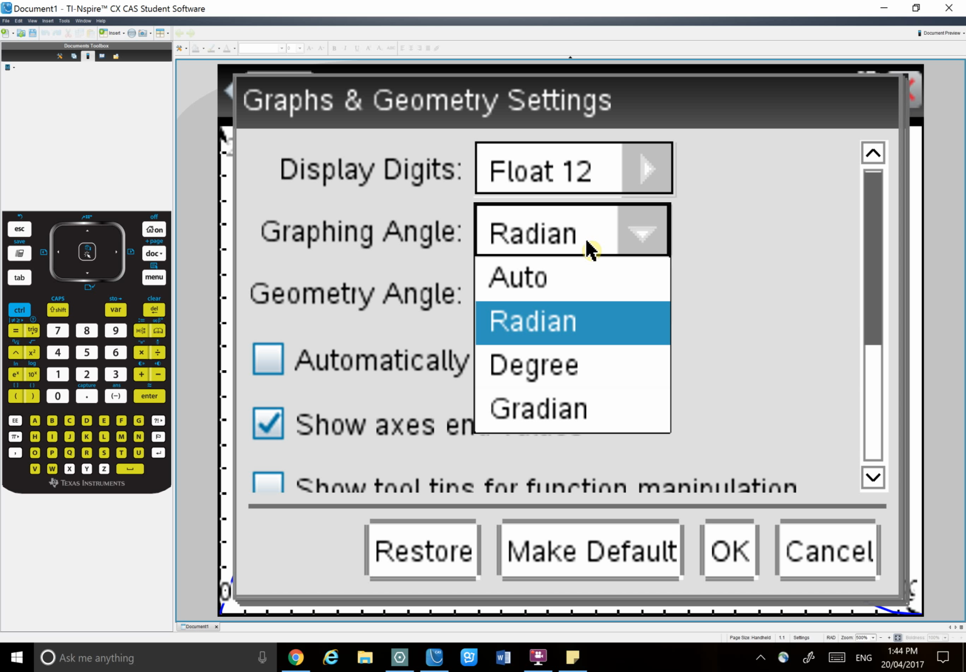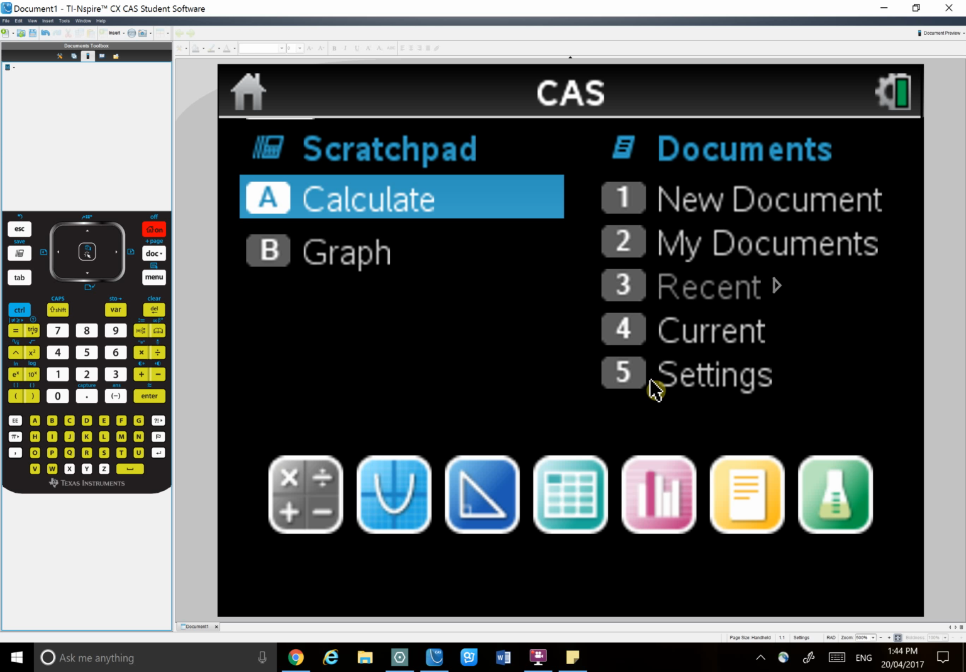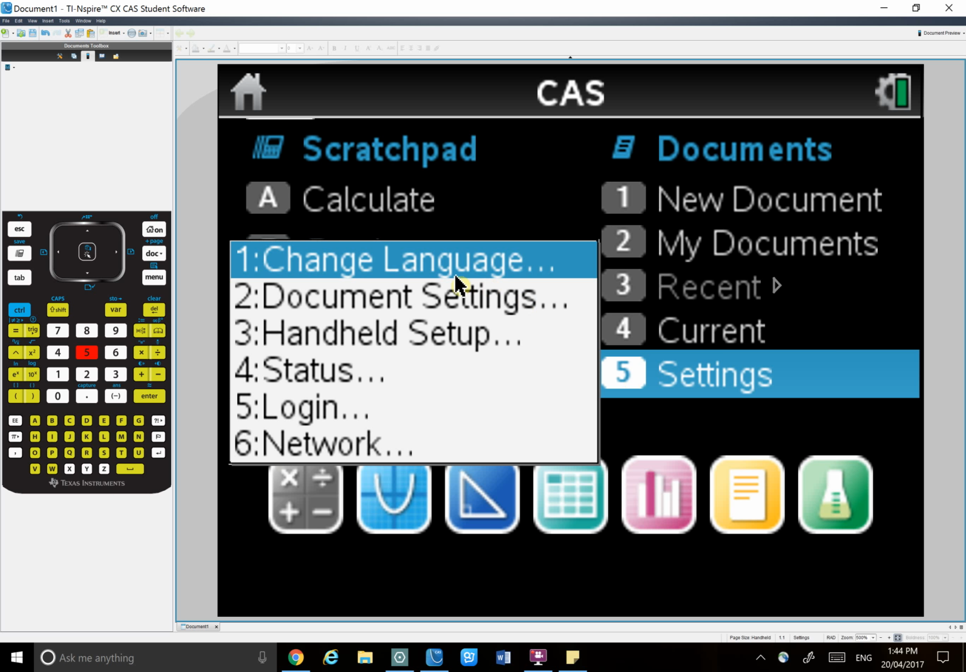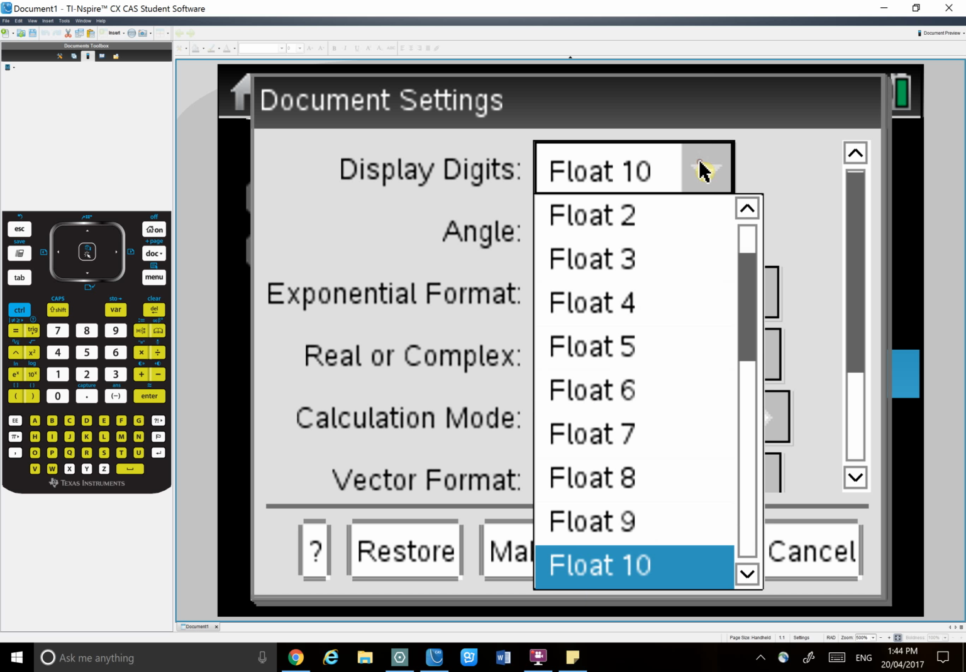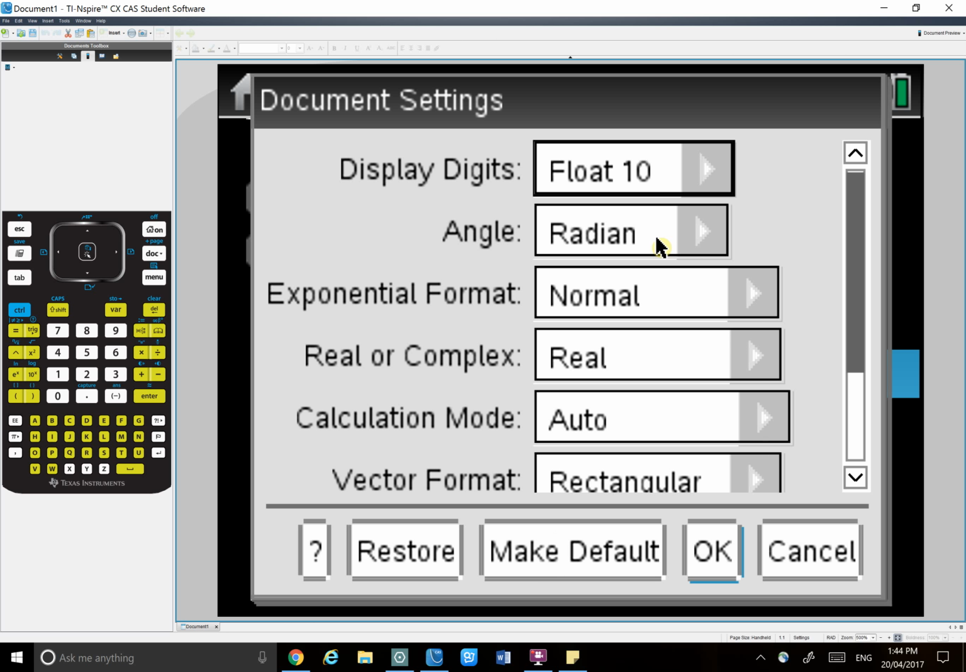We'll learn that in circular functions, but make sure that the graphing angle is radian. Why do I say that? Because this calculator has changed compared to what I used before. Before, if I changed the document setting, number 5, to float 10 and changed the angle to radian, it changed both the calculator page and the graph page. But in this calculator, if you change the document setting, it only changes the calculator page, not the graph page. You need to change 2 places.